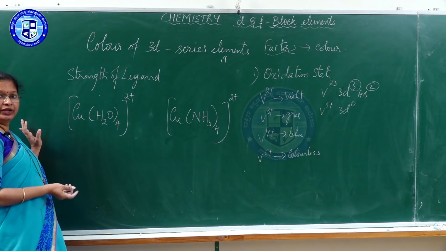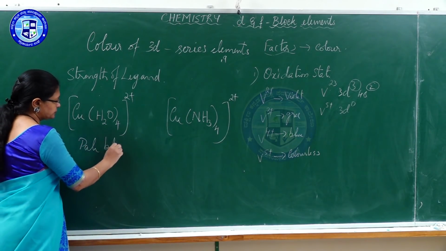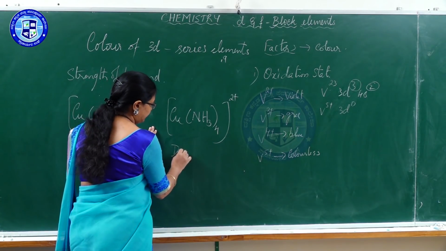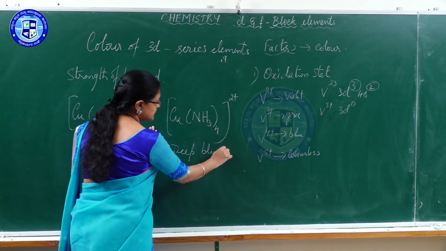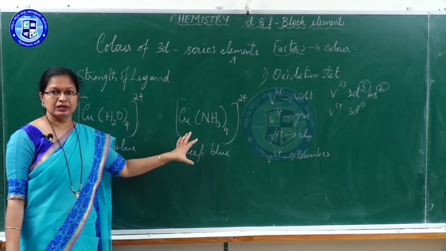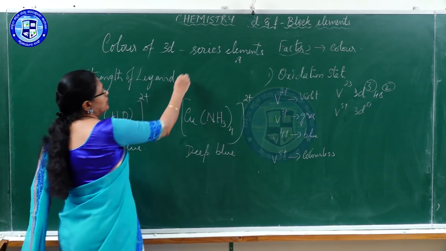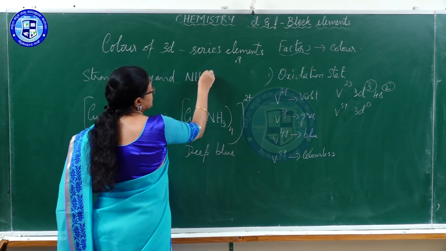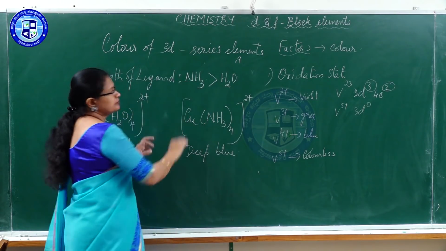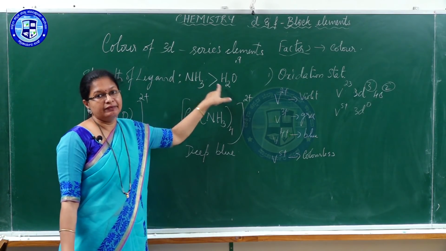What should be the color of copper in water? You know copper sulfate when dissolved in water will be pale blue. The color of this solution would be pale blue, whereas the color of this solution is deep blue. Deep blue in the sense dark blue. Is there any effect of these ligands on the color of the solution? Of course. So, color of the solution depends on the strength of the ligand. I'll tell you, amine NH3 is a stronger ligand than water. The strength of the ligand is in this order. Amine is a strong ligand, water is a weak ligand when compared to amine.